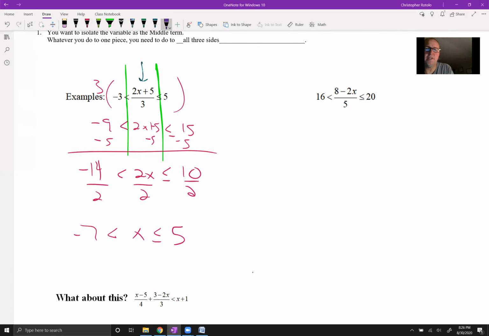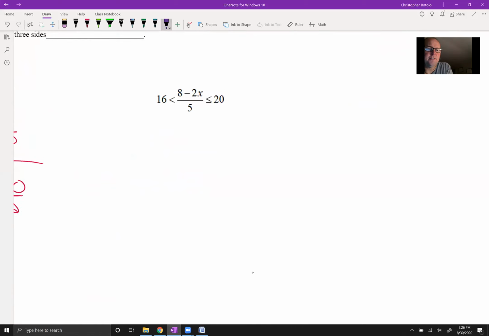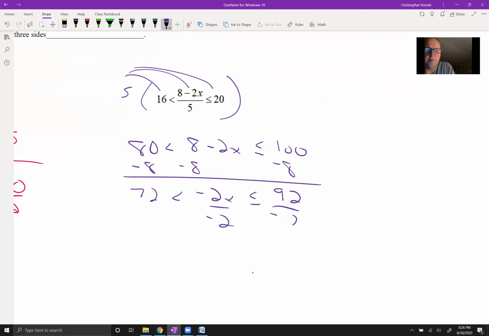All right, let's try it again, and you can see we're eventually going to divide by this -2. So that's the part I was trying to remind you of just a minute ago. So let's get it front and center for us. We're going to multiply by 5. Okay, so we can consider it the way we're working with fractions up above. So we get 50 and 30, so we get 80 less than 8 minus 2x less than or equal to 100. Let's get rid of the 8 all over the place. And divide by -2.